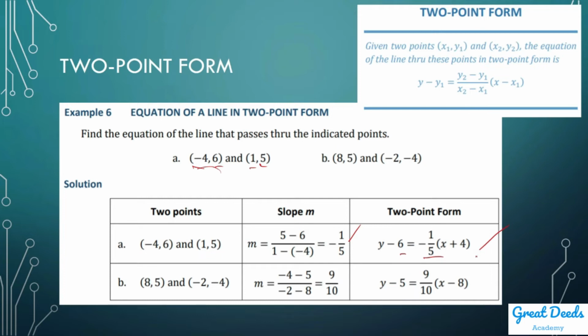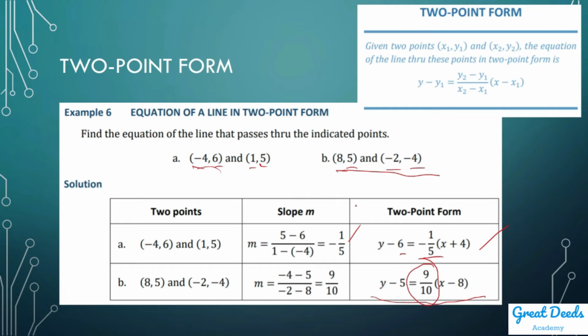Okay, letter B. Let us get the slope of the line that passes through these points. Change in y over change in x. -4 minus 5 divided by -2 minus 8. And that is equal to 9/10. This is the equation of the line in two-point form. This is the slope, and pick any point between the two.